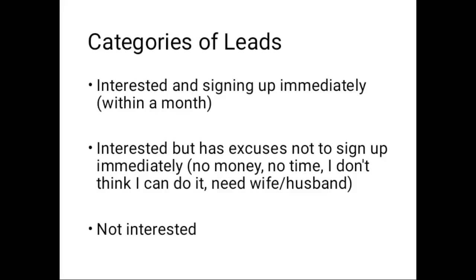If you have 100% of people who looked at your opportunity, about 80% of them will be within this category of interested but has excuses, or excuses not to sign up immediately. Then 10% will go to interested and sign up immediately. 10% will go to not interested at all. And for people within interested but have excuses, how do you go about following up on them?